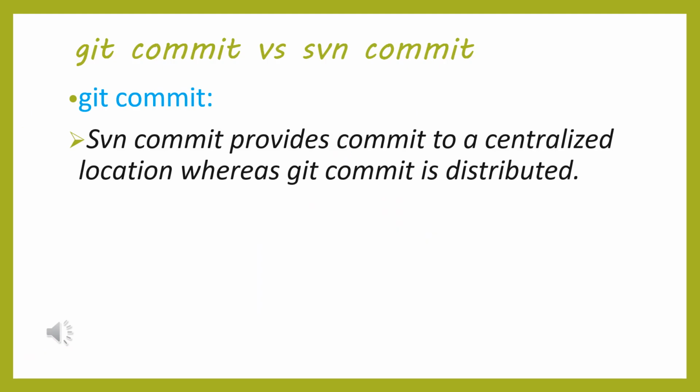Git commit versus SVN commit. In SVN, the commit goes to a centralized location, and everyone can share from there. But Git is a distributed system, so we can share easily on each and every commit.